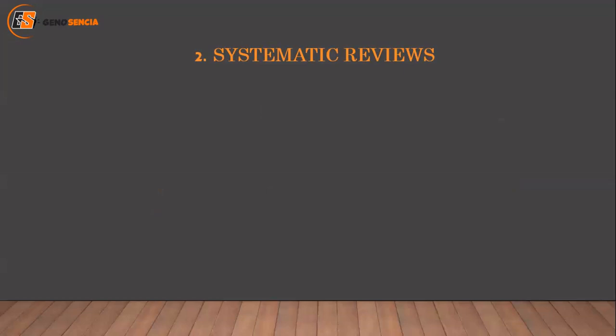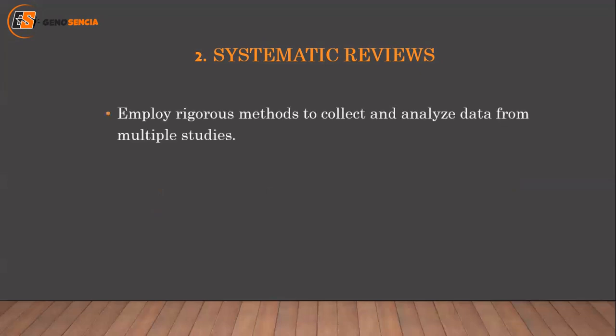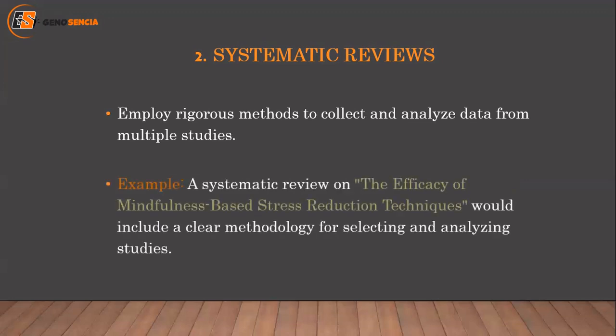So here's the second one, that is the systematic reviews. Systematic reviews, on the other hand, are all about rigor and precision. They follow a strict methodology to collect and analyze the data from multiple studies. The goal is to answer a specific question as thoroughly and objectively as possible.